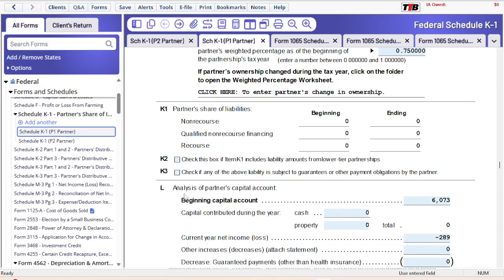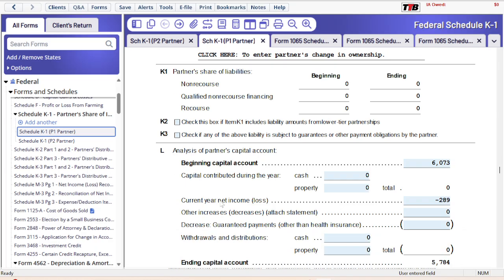And Part L is tracking the capital account for each partner. At the beginning of the year, the partner owning 6,073, and then we have the loss. We calculated that before. 385 times 75% will give you that. If there is any cash contributed during the year, it will go under cash. 75% will go under cash here.